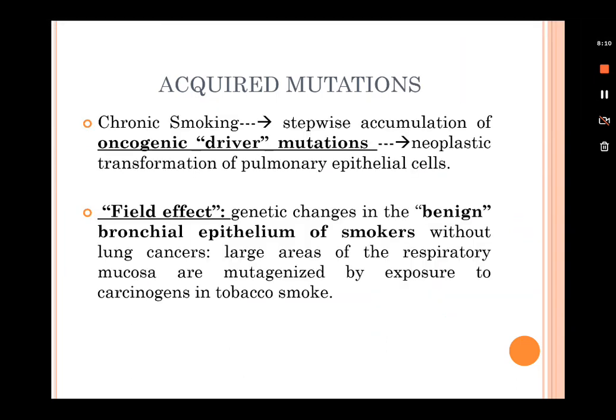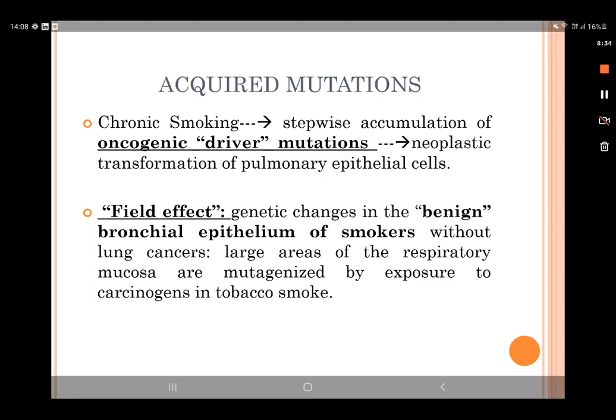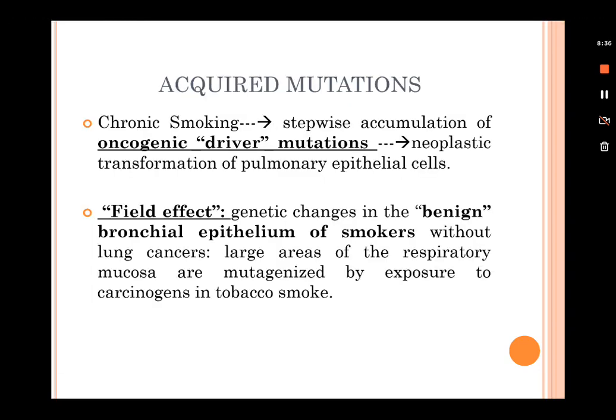So chronic smoking causes this accumulation of oncogenic driver mutations. Either tumor suppressor genes have lost their function, or proto-oncogenes have become oncogenic, and that will transform the epithelial cells, which will suddenly become neoplastic, and we know the features that are seen in a neoplastic, malignant cell. There is a term called field effect, which is used in relation to lung cancer.